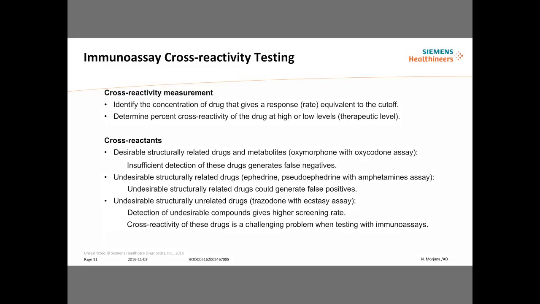The second group of cross-reactants are undesirable structurally related drugs, that is, drugs that are structurally related to the target analyte, but we don't want them to be detected by the assay. In this case, with an amphetamine assay, detection of ephedrine or pseudoephedrine, which are structurally related to amphetamine, can cause false positive results. The third group is undesirable structurally unrelated drugs. An example is the cross-reactivity of trazodone with an ecstasy assay. This kind of cross-reactivity is very challenging and problematic in immunoassay testing.